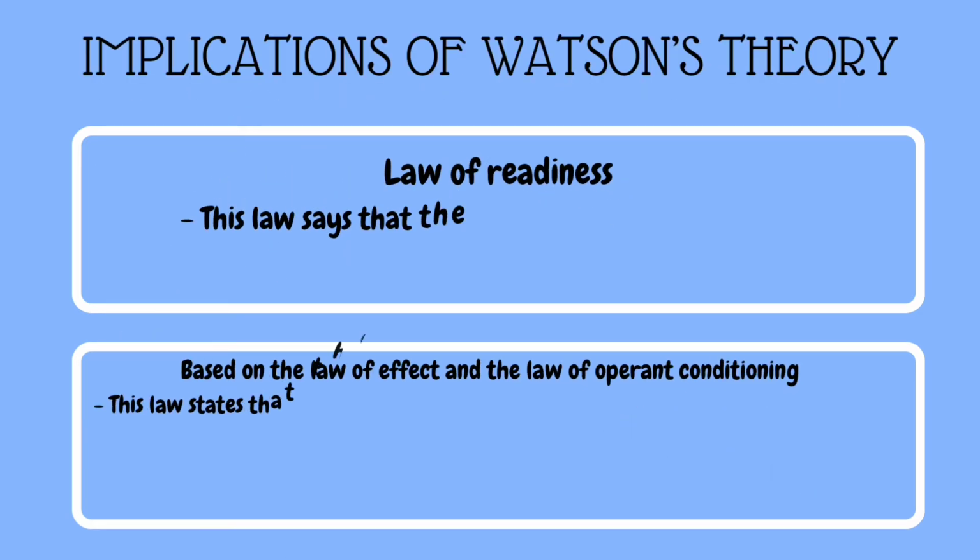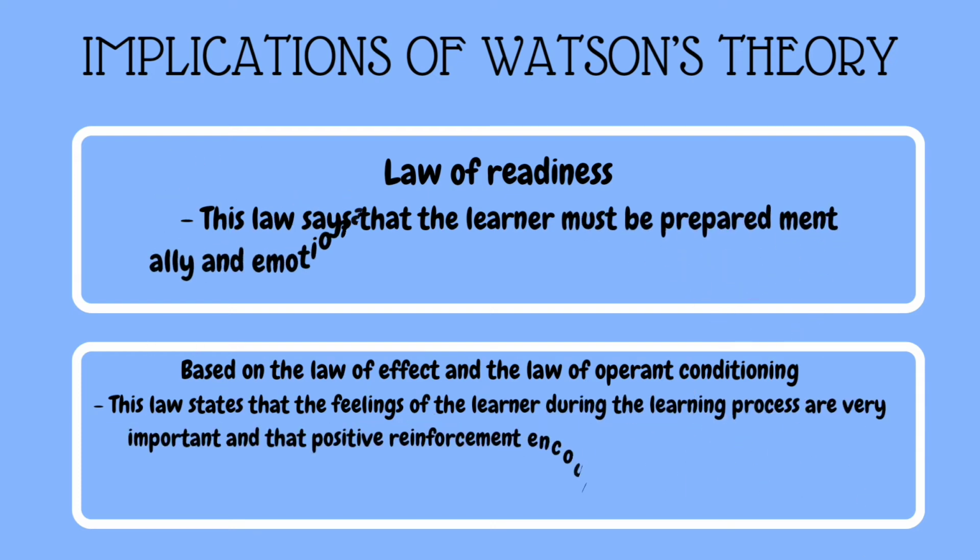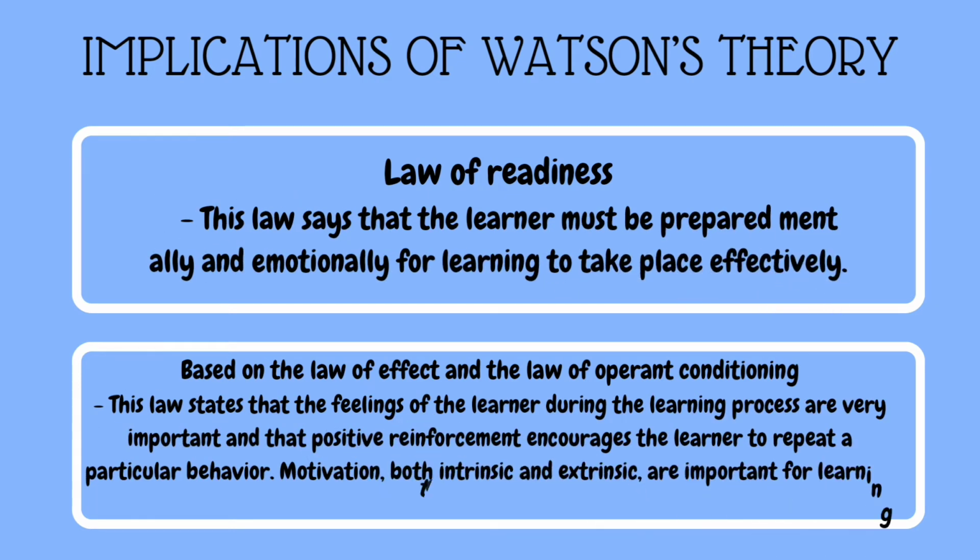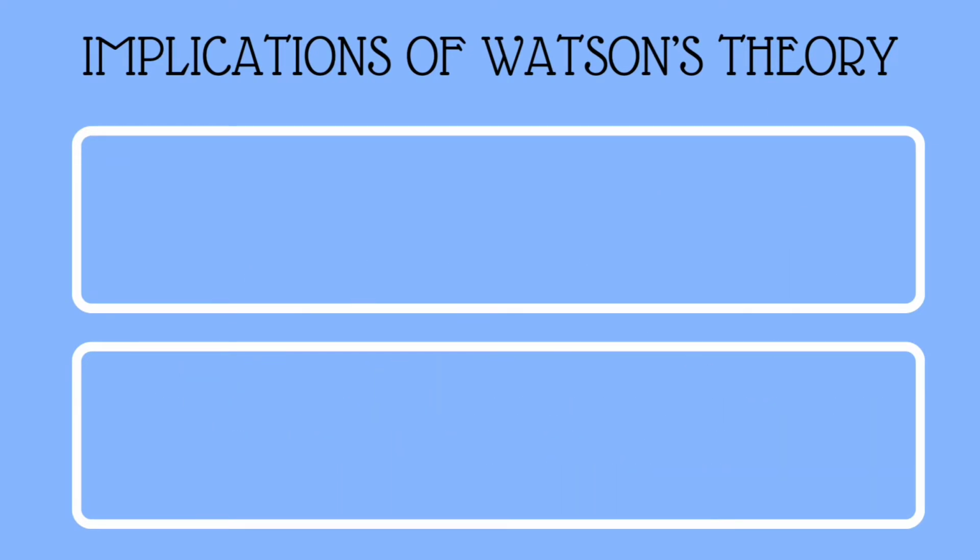The law of readiness. This law says that the learner must be prepared mentally and emotionally for learning to take place effectively. Based on the law of effect and the law of operant conditioning, this law states that the feelings of the learner during the learning process are very important, and that positive reinforcement encourages the learner to repeat a particular behavior. Motivation, both intrinsic and extrinsic, is important for learning to take place.